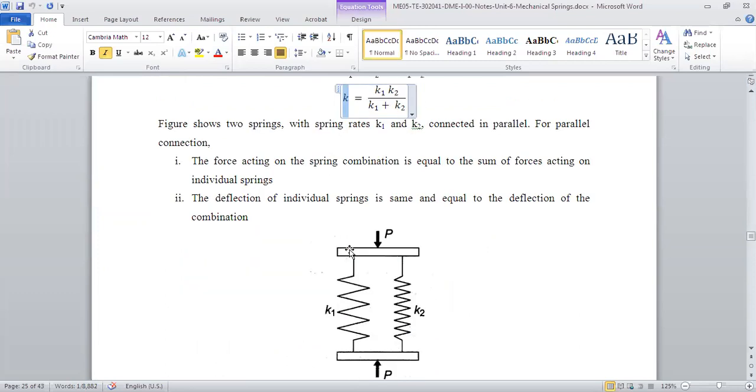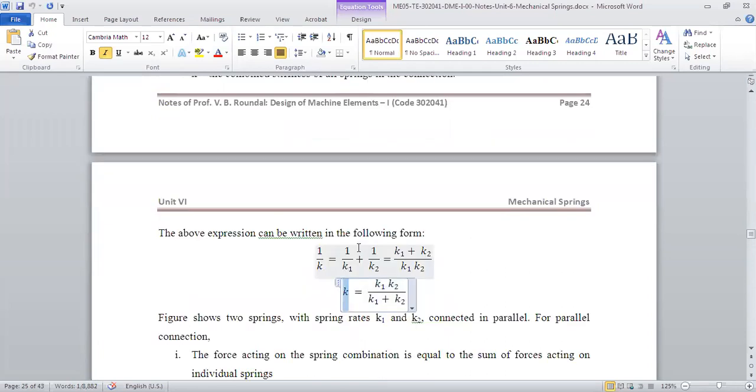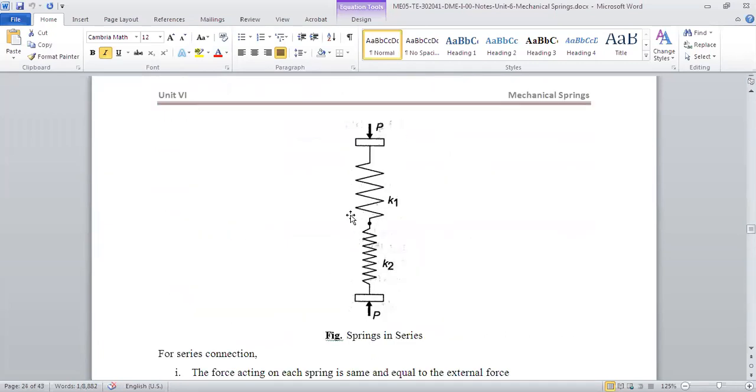Now we'll see similarly what will be the resultant for the parallel case. So in the exam you might be given two springs which are in series to each other, and asked to find the resultant stiffness.